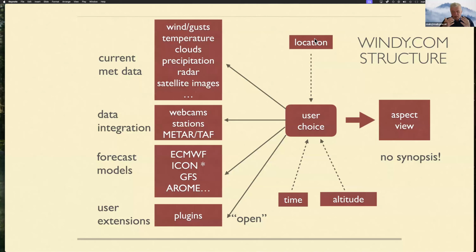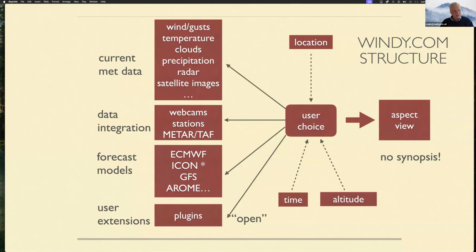Now, to make sense of that, we need a couple of more detailed parameters, namely for which location, for which time. Sometimes for some values like wind, altitude is relevant. So you'll have to pick one of these parameters on the left and data sources. You mix it with location, time, and possibly altitude, and what you get is an aspect view.